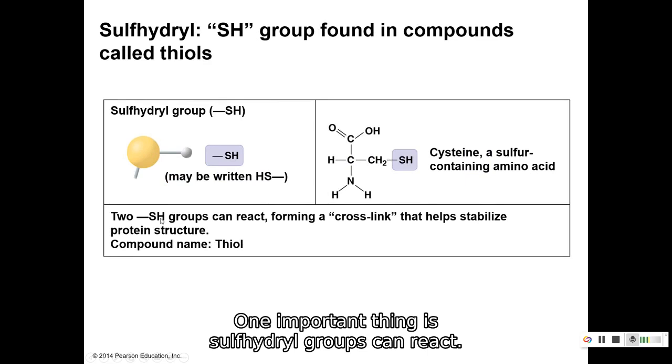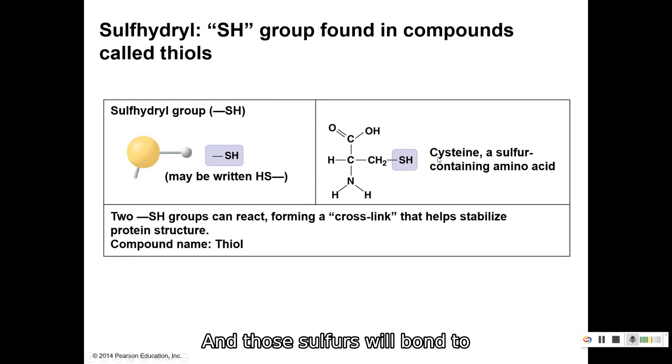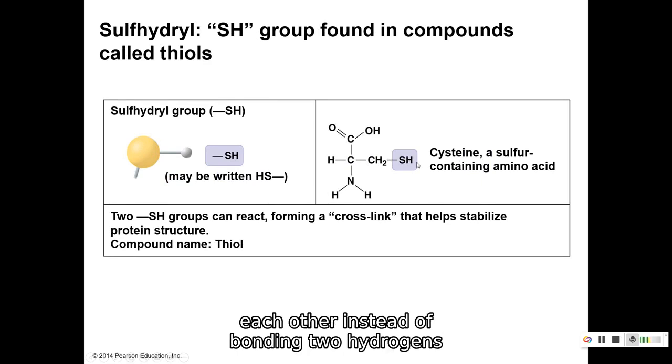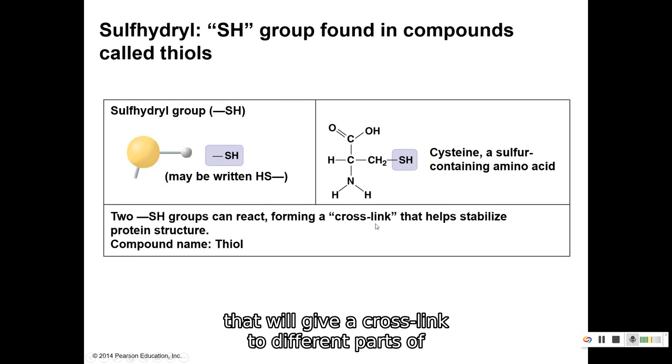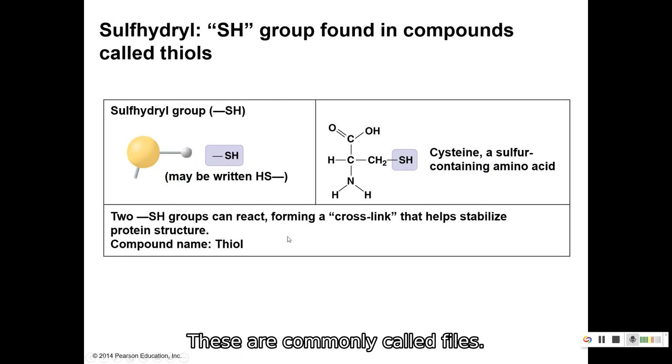One important thing is sulfhydryl groups can react. So you could have another amino acid over here with a sulfhydryl group, and those sulfurs will bond to each other instead of bonding to hydrogens. That will give a cross-link to different parts of a protein that can help stabilize that protein structure. And these are commonly called thiols again.